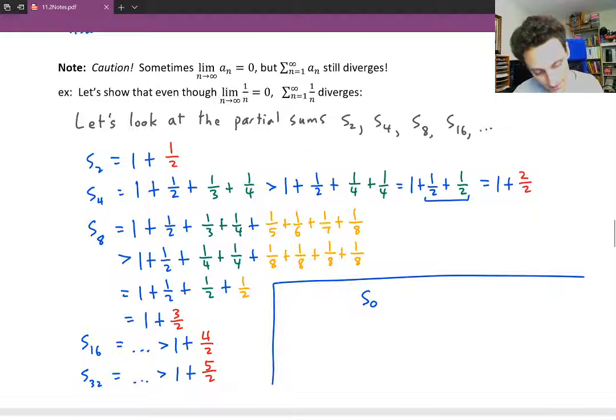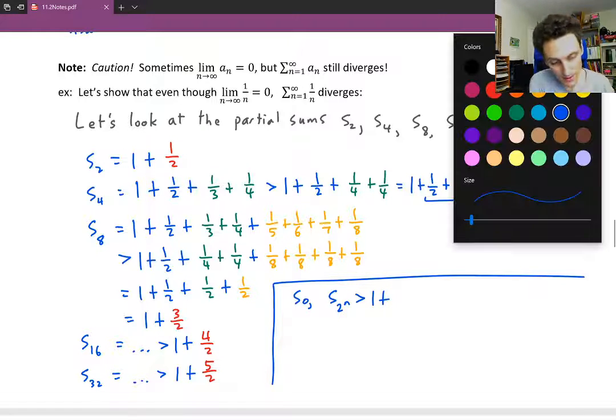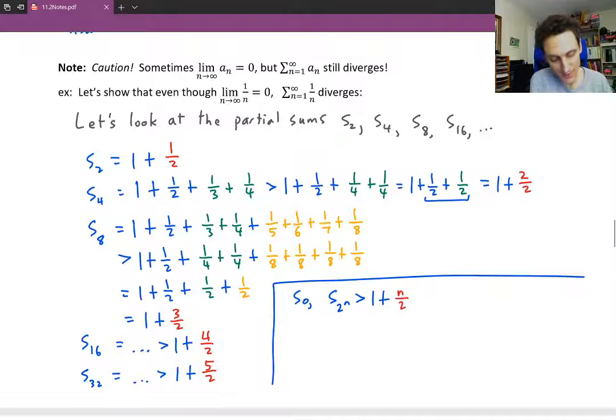So taking it down over here, we have S sub 2 to the n, right? These are powers of 2 that we're looking at, 2, 4, 8, 16, 32. S sub 2 to the power of n. Well, when we had 2, that's like 2 to the 1, and we had a 1 up here. When we have 4, that's 2 to the 2, and we had a 2 up here. 8 is 2 to the 3, and we had a 3 up here. So S sub 2 to the n is greater than 1 plus n over 2.